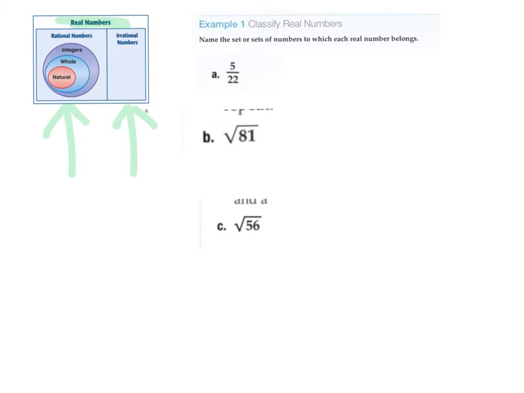So this type is a decimal that never stops. Pi is the best example. All other numbers that repeat or end are rational numbers. So let's look at these numbers and determine whether they are rational or irrational.